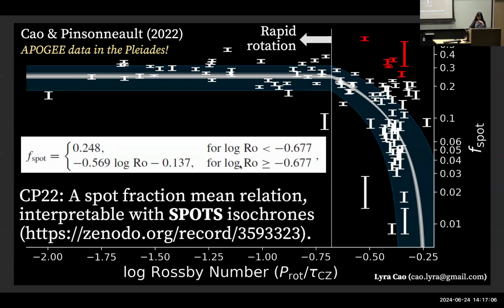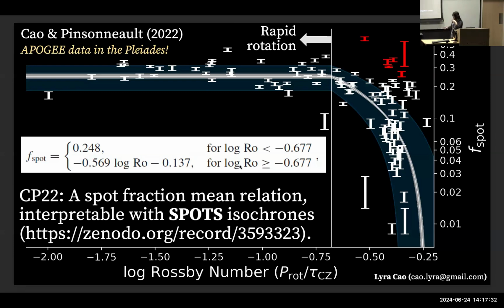So here is all of our data in the Pleiades, in the 2022 paper. On the x-axis, this is Rossby number. This is rotation period divided by convective overturn timescale. This tells you roughly how rapidly rotating your star is relative to its structure. Low values correlate with stronger dynamo numbers. So you expect magnetic activity to rise as you go towards the left, towards rapid rotation.